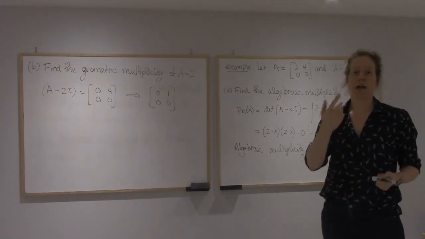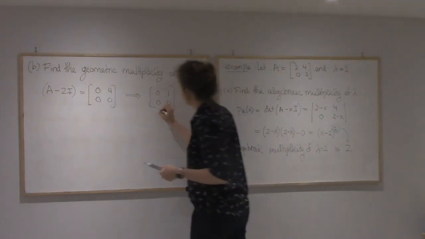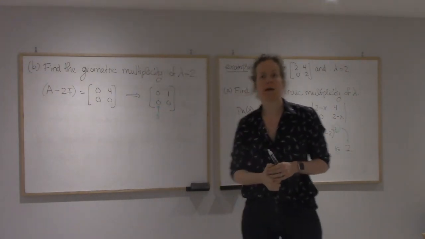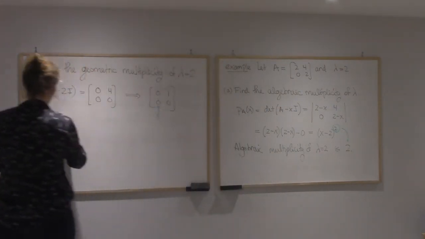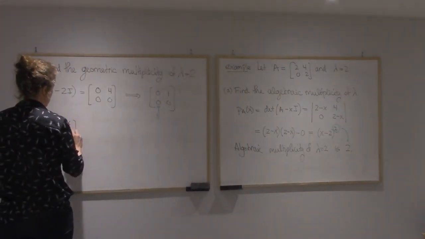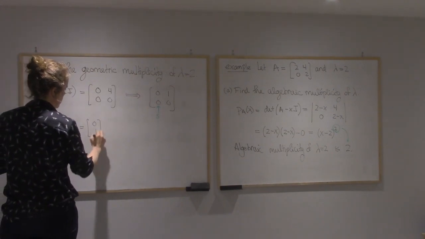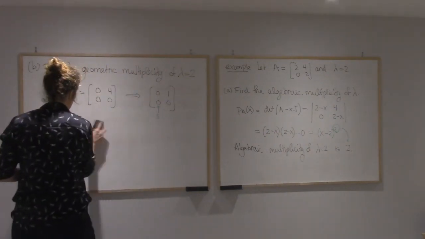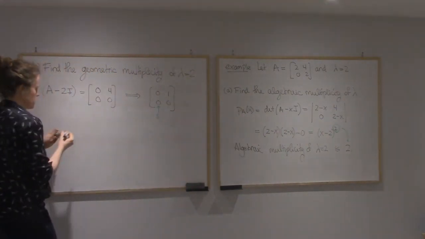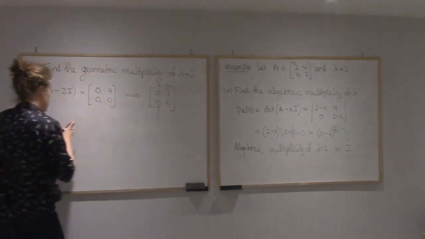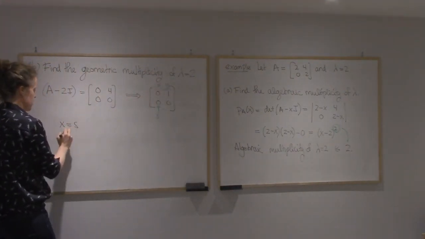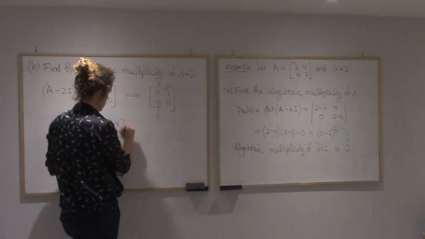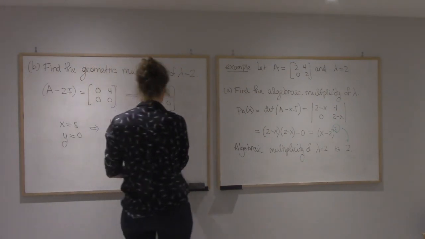So in my reduction, I have one free variable. The first column is all 0, so I have a free variable. That means my null space will be... oh, sorry. Let me do it the right way since I've just messed up. Let's say this is x, this is y. We have x equals s. We have y equals 0. So (x, y) is (1, 0) times s.